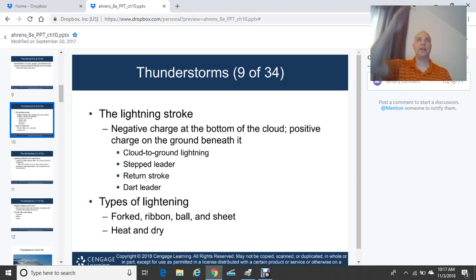Return stroke would be the downward returning stroke. The stepped leader would be the upward directed lightning. Dart leader is another example of something associated with a lightning stroke.